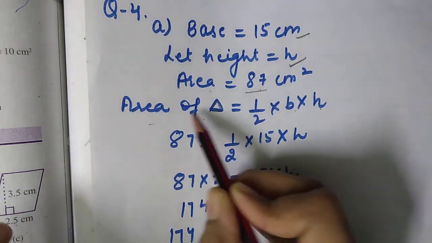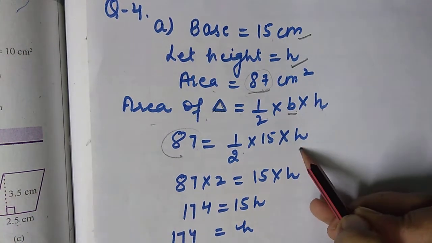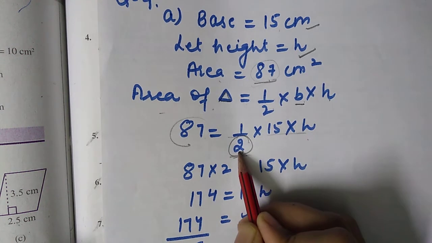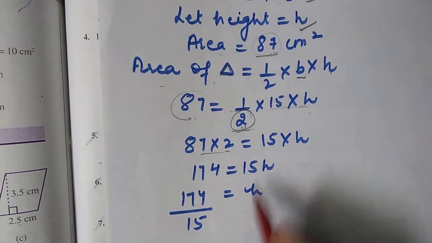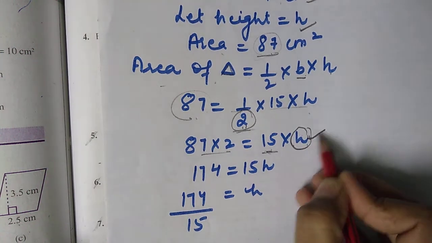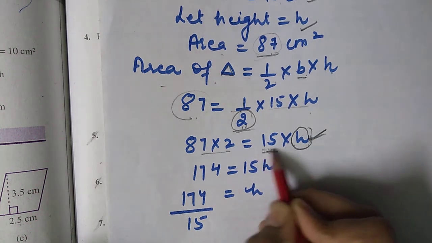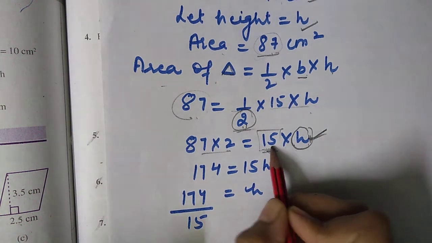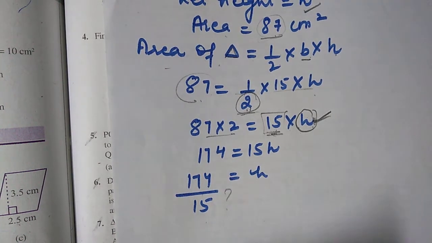Just put the values. Area of triangle we have given 87. Okay, half, base we have 15, and h we have to find. Now this 2 is in divide with this. Okay, so if I change its side, it will be in multiplication. Okay, so it will be 87 into 2. Now this 15 is in multiplication with h, and I have to find h only. Okay, I have to make it separate. So h is in multiplication with 15. So if I change the side of 15, it will be in divide. Okay, rest you will solve it. Okay, and you will get the height of the triangle.